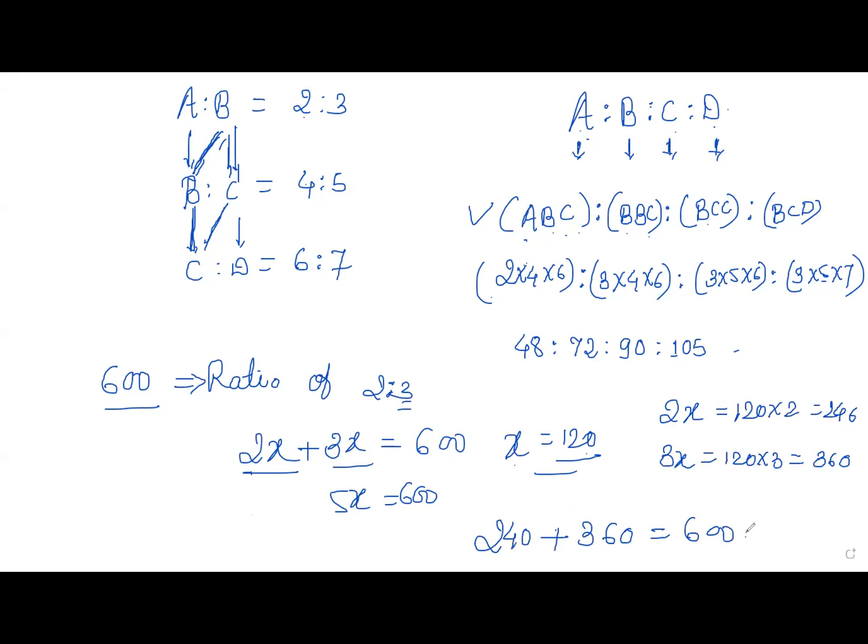Did you understand that? How to divide a given number in the required ratio. 600 we have divided in the ratio of 2:3. Okay.